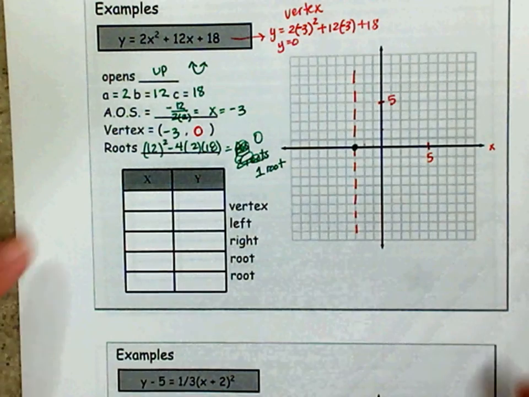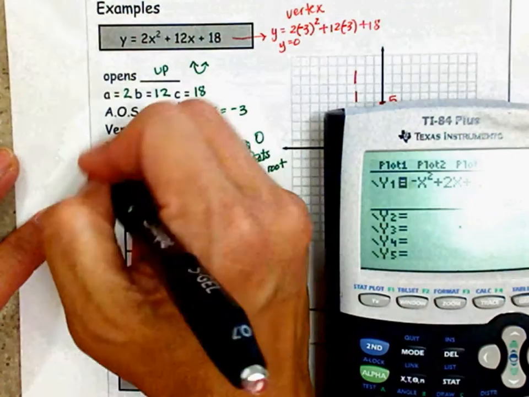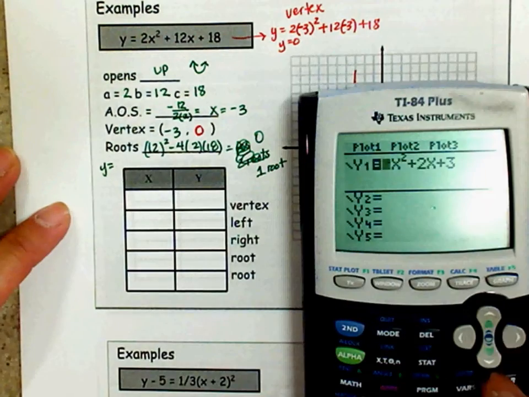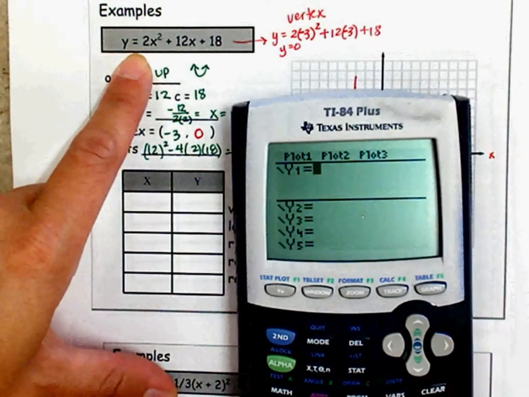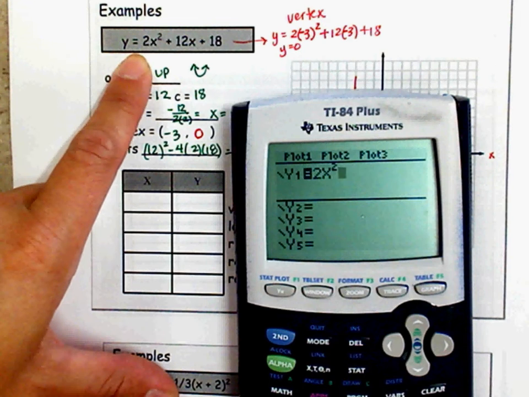Go to y equals. Clear that one. Type it just like you see it: 2x squared plus 12x plus 18. Be careful how you typed it. Notice I did it twice already.